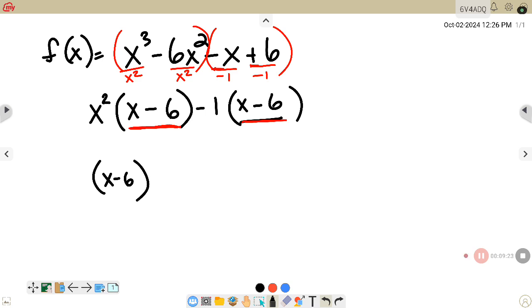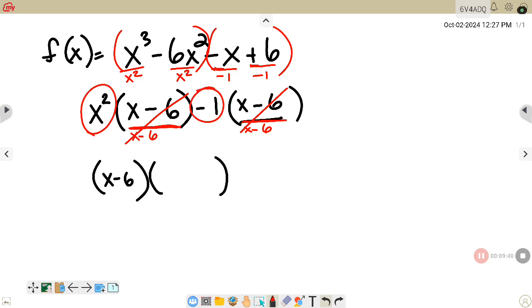And then putting in parentheses what is left. If I take an x minus 6 out here and an x minus 6 out here, it's going to cancel both of those. So you'll notice now you are left with x squared minus 1. That first factor is all the way done. This x minus 6, I can't factor that anymore. So I'm just going to bring it down.